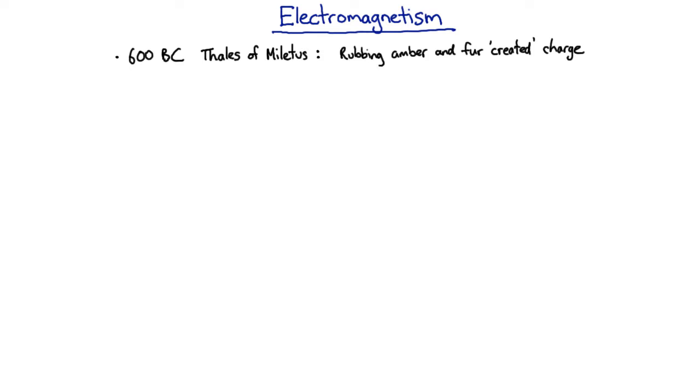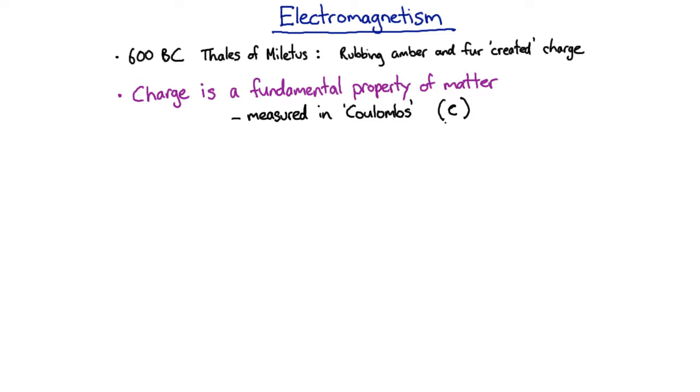And this property that the amber got, that we now call charge, we now understand is a fundamental property that things can have in the universe, just like mass. So charge is measured in coulombs, which is denoted by a capital C. It can be positive or negative. That's different to mass, which can only be positive, and it's also conserved. So you can't create or destroy a net charge.